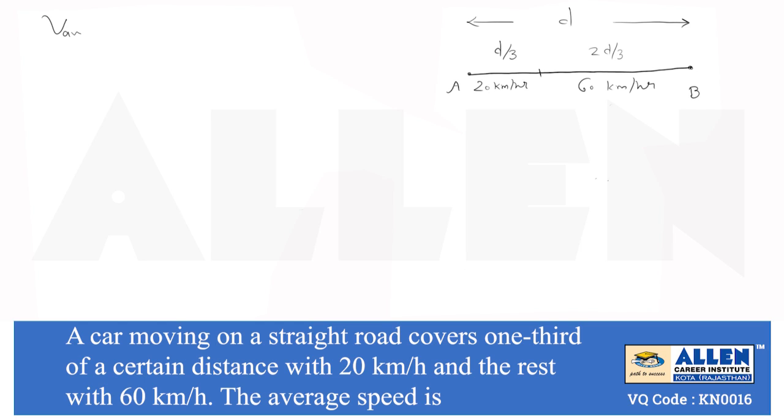So the formula of average speed is total distance covered upon total time taken. As we know that the total distance is d, so put the value in the given equation. The total distance is d and time. Now time is not given, so we can find the value of time.